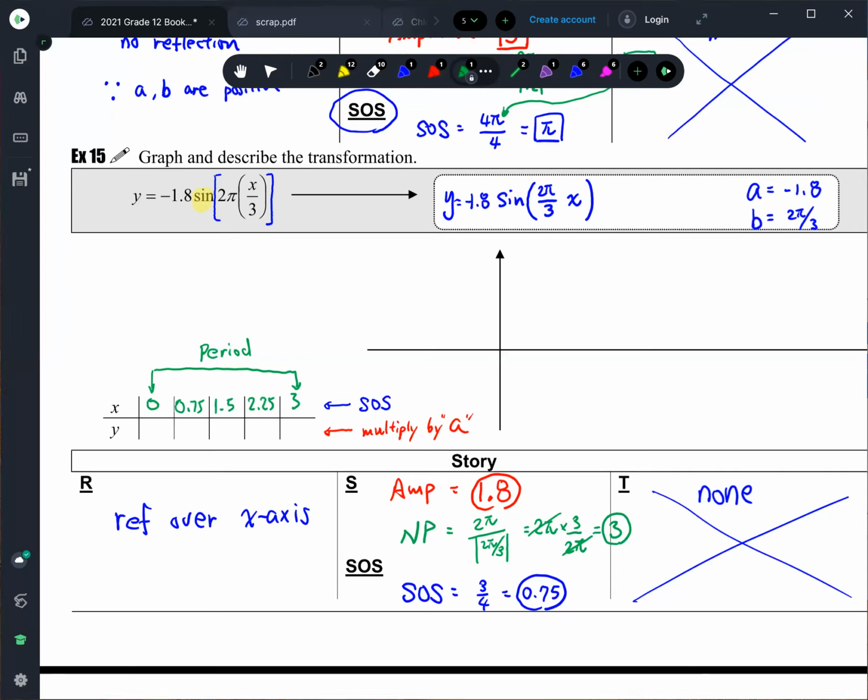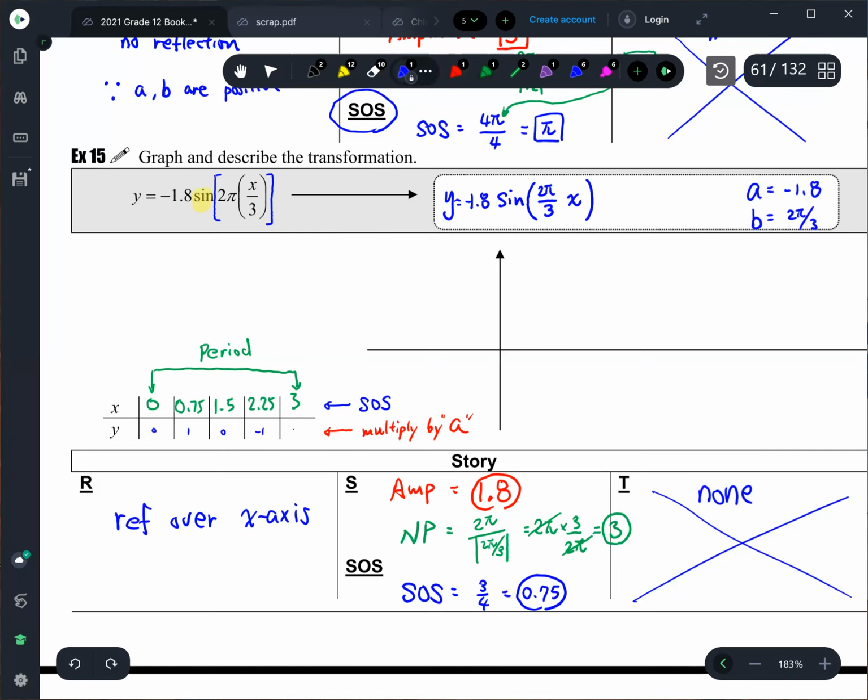All right, now for the y value. Remember the y value, this time we have to use your sine. The sine starts from 0, right? 1, 0, -1, 0. You have to use those to do the multiplying. Okay. If it's cosine, then you start with 1. Okay, this one is a sine question, so you need to start with 0.